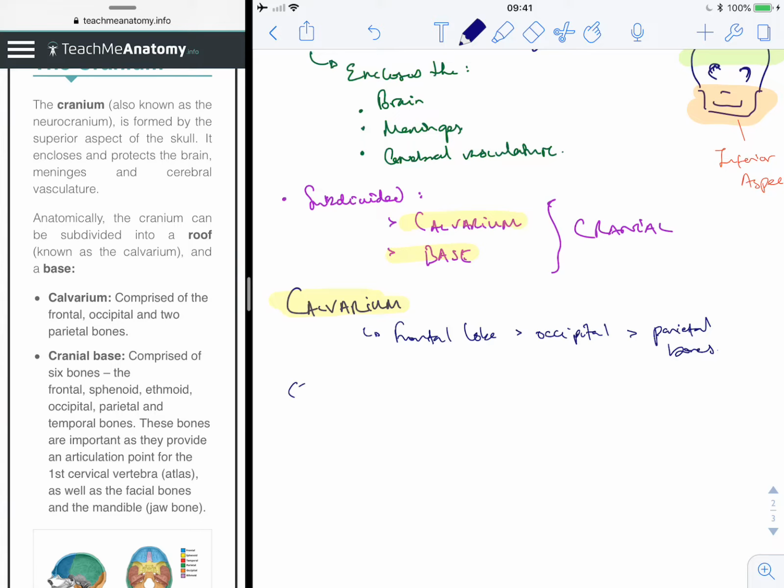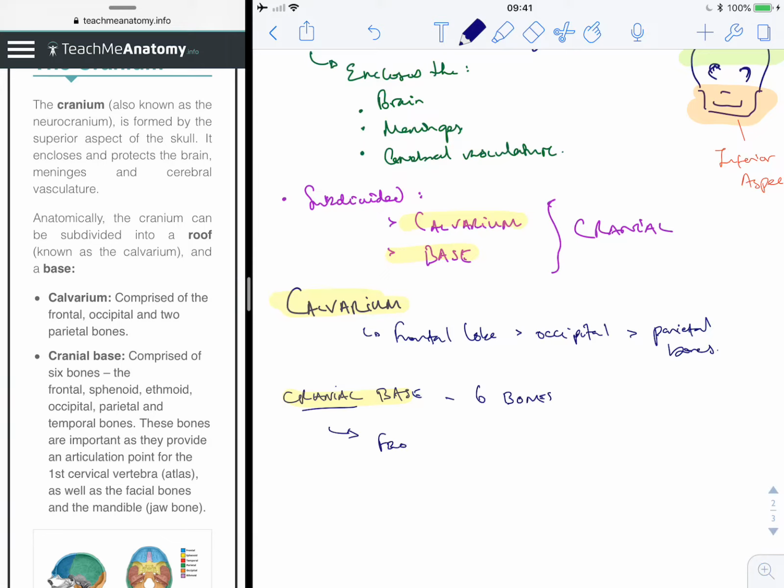Now the cranial base. Don't worry, I'm not going to completely go through all of this. Just want to get some general information down. Cranial base. Comprised of thick bones. Now these are ones that I've vaguely heard of. Six bones. Let's get that down.